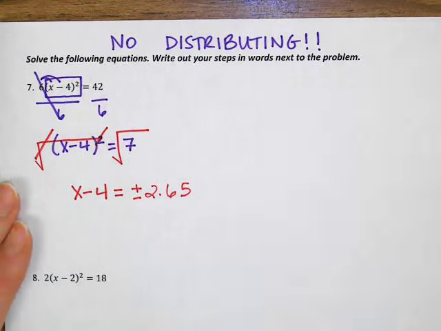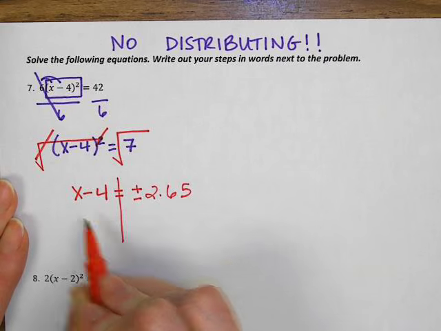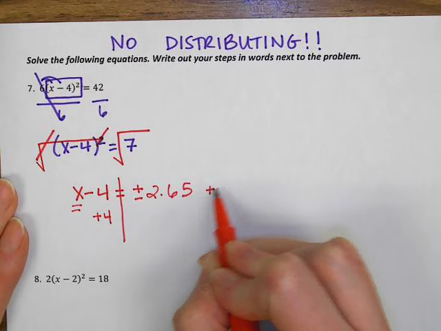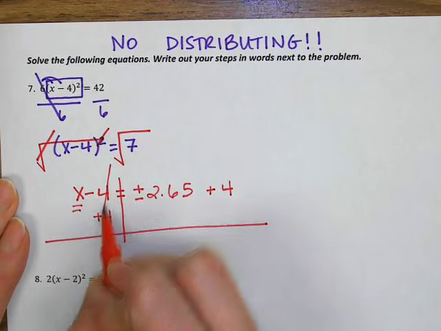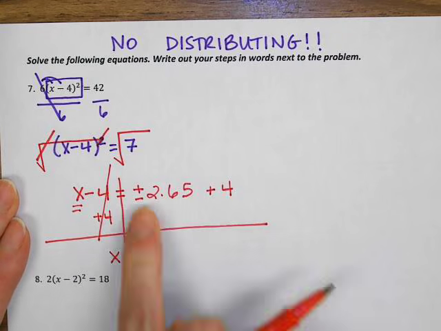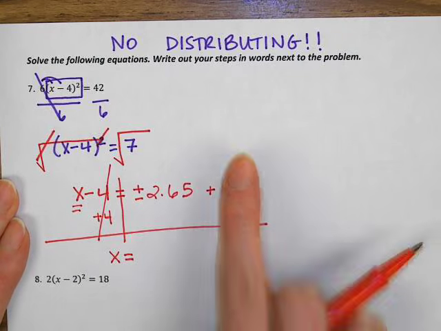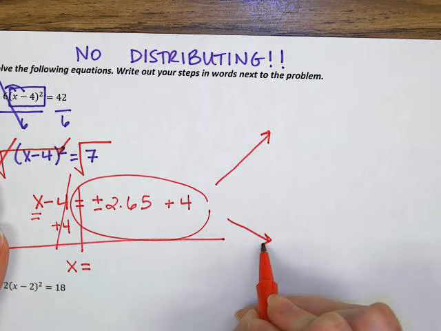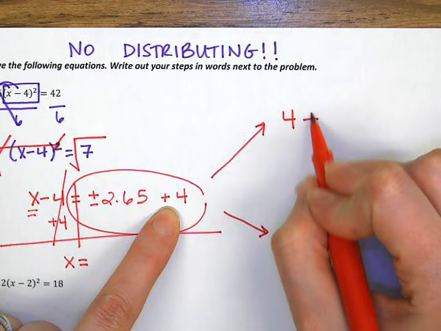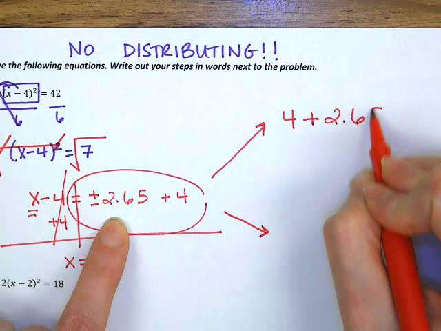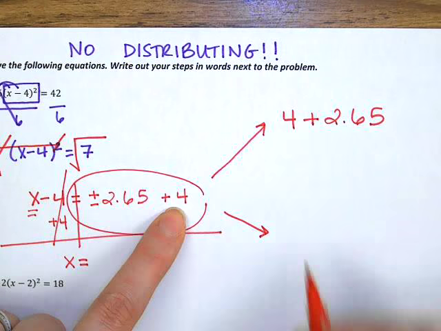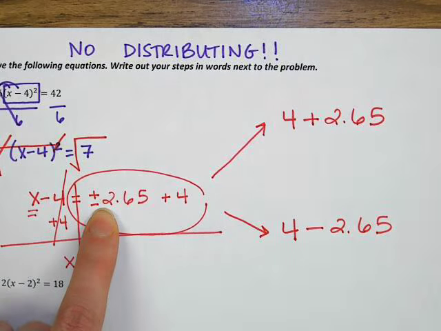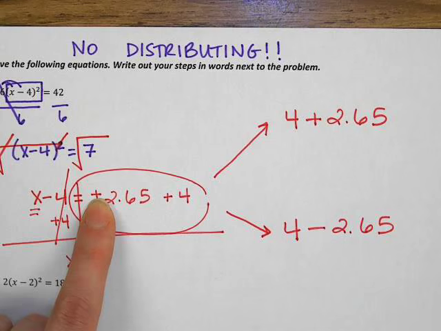Okay, so now let's draw our wall, and to officially solve for x, we're going to add the 4 to both sides. Okay, these are going to cancel. We get x equals. Now this you guys are going to type in the calculator. And remember from yesterday's lesson, you have to type it in twice. You're going to have to type in 4 plus 2.65, but also 4 minus 2.65. Remember that plus or minus, you have to do it twice.